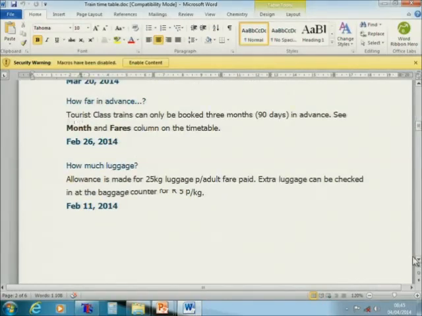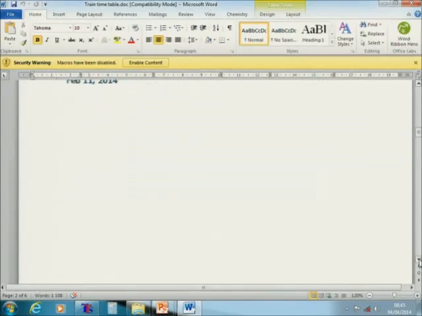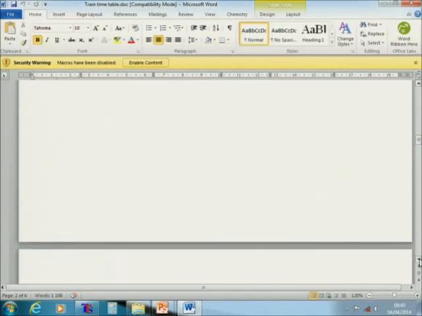How far in advance? Remember I said for July, no bookings are accepted. Why? Because of this condition. Tourist class train can only be booked 3 months, which is 90 days, in advance. See the month in the first column on the timetable. How much luggage? You are also restricted on how much luggage you are supposed to carry during your excursion. Right. Let's go to our questions.